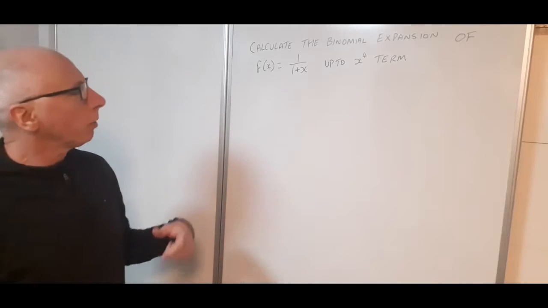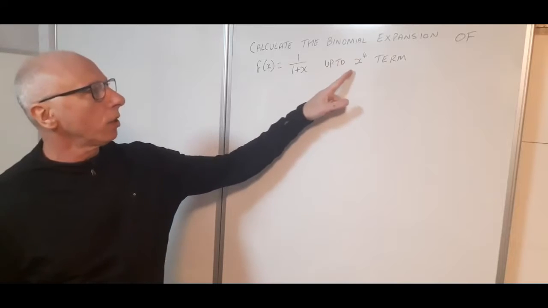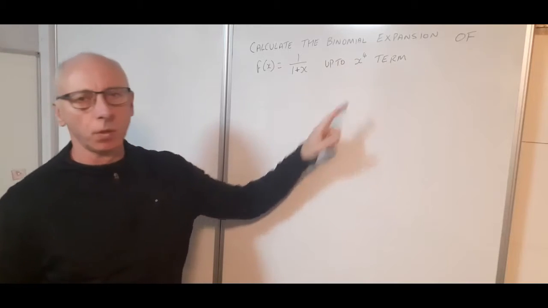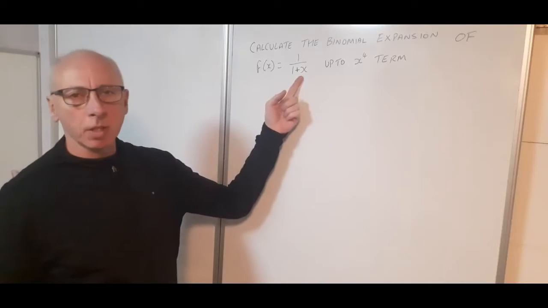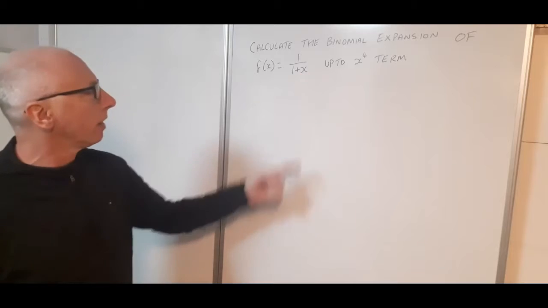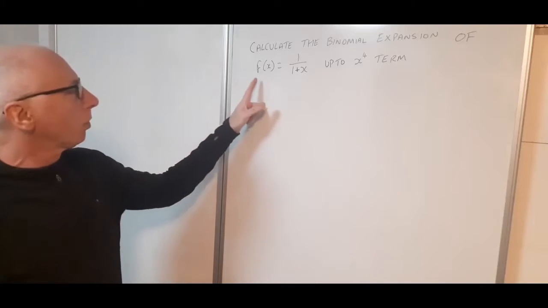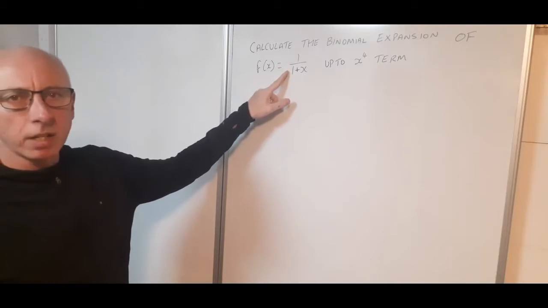So in this question, we're going to find the binomial expansion of 1 over 1 plus x up to and including the x to the 4 term. And we're also going to show this in sigma notation and also for what values of x it is valid. So first of all, to start with, rewrite this so that we've not got it as a rational expression.